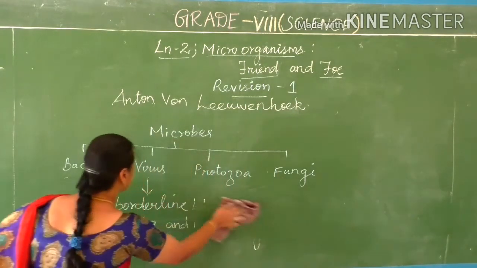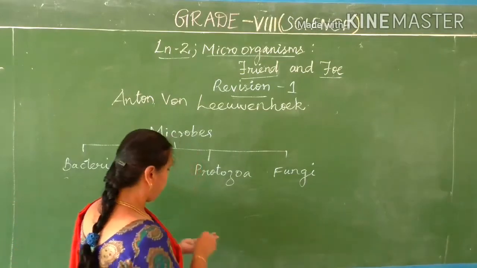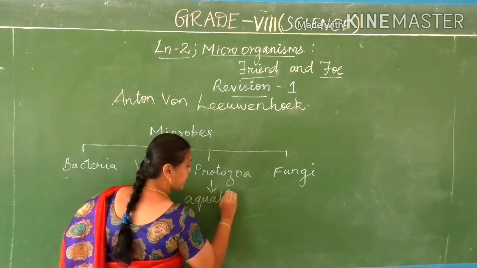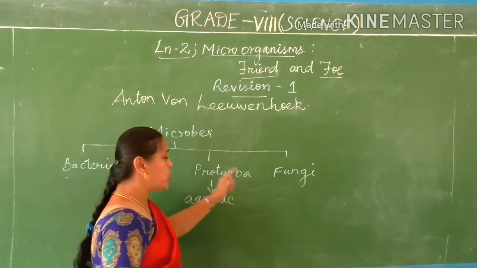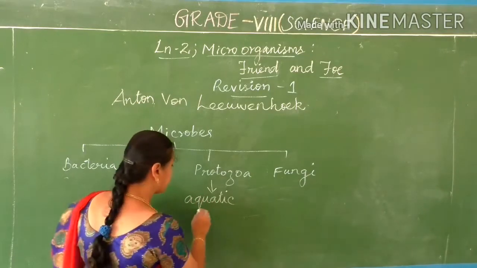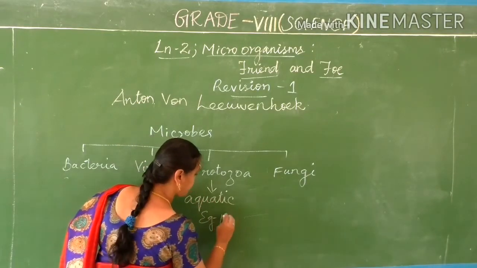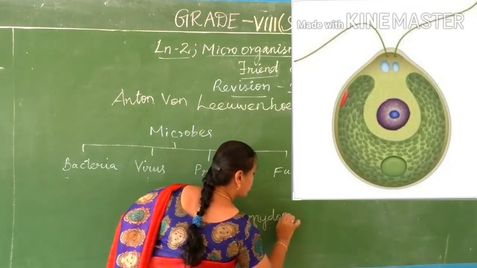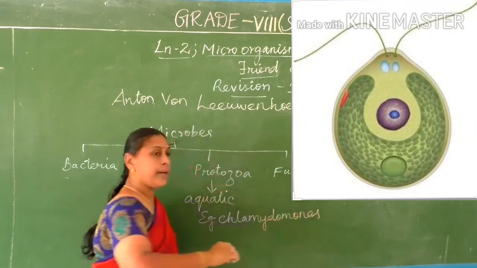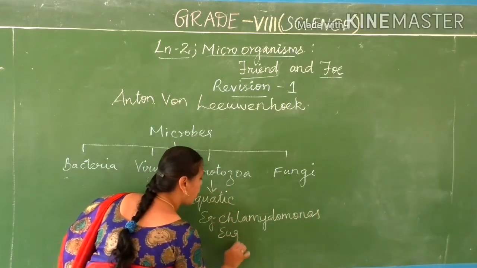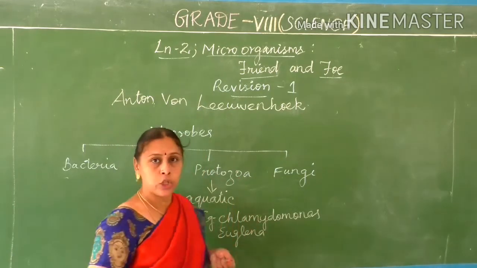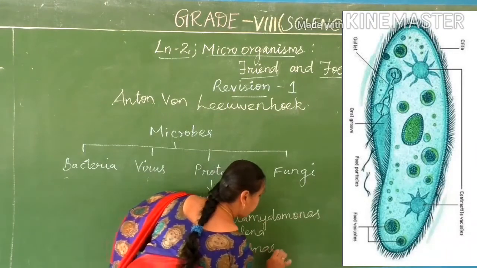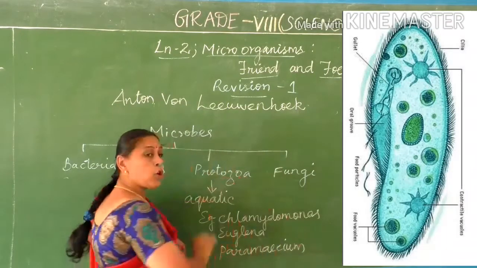Next one, protozoans. Protozoans are mostly aquatic in nature, mostly seen in aquatic environments. Examples of protozoans: chlamydomonas, euglena, paramecium. Everything like that comes under protozoans.